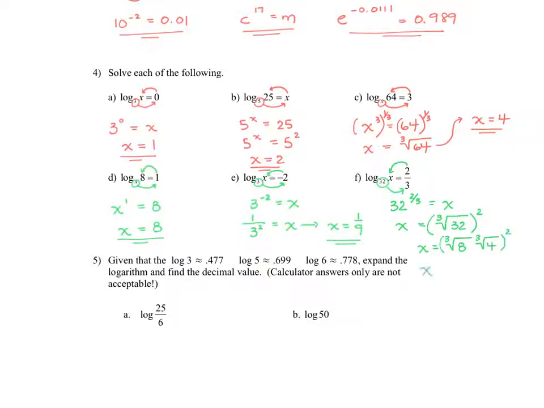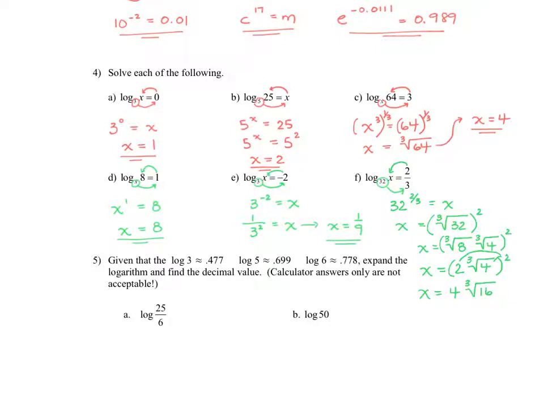The cube root of 8 is 2. We'll keep the cube root of 4 and keep it squared. And now remember, each piece will have to be squared. So x is equal to 2 squared, which is 4. And the cube root of 4 squared is the cube root of 16.